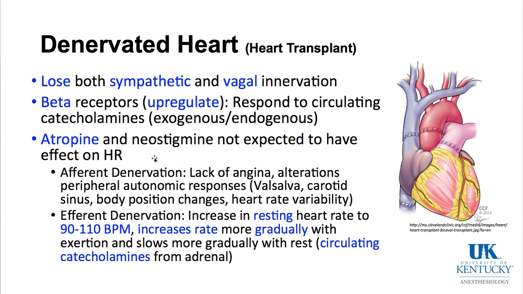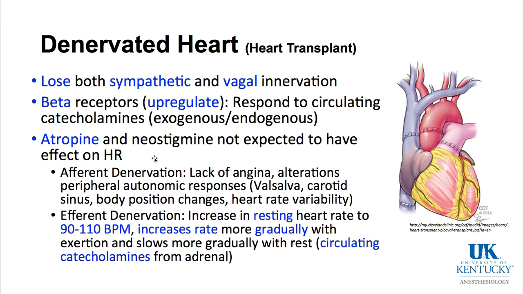The denervated heart, the classic example, is the heart transplant patient who has lost both sympathetic and vagal innervation when the heart is removed and a new heart is put in. However, the receptors on the muscle of the heart itself are still intact and actually upregulate. They will respond to circulating catecholamines, whether administered exogenously like IV epinephrine or endogenously coming from your adrenal.